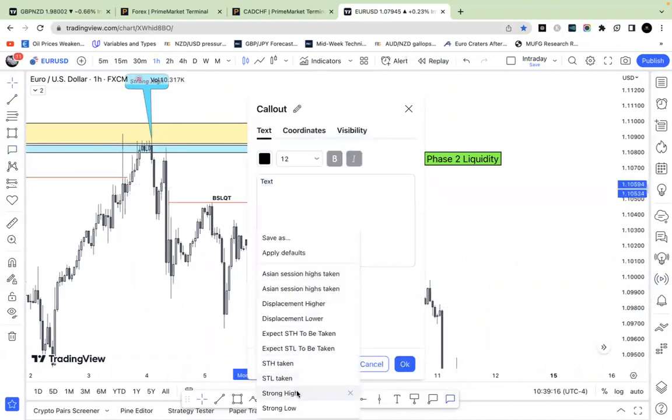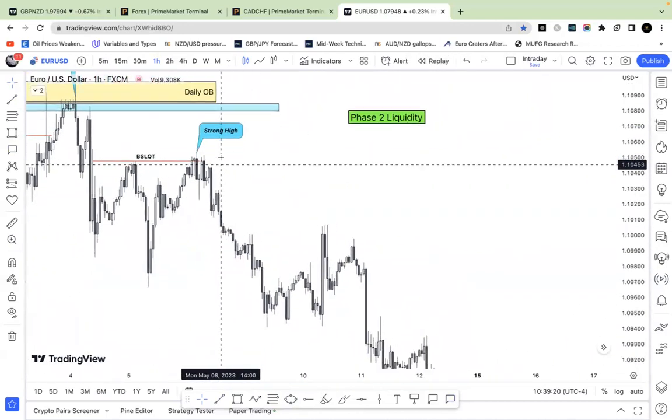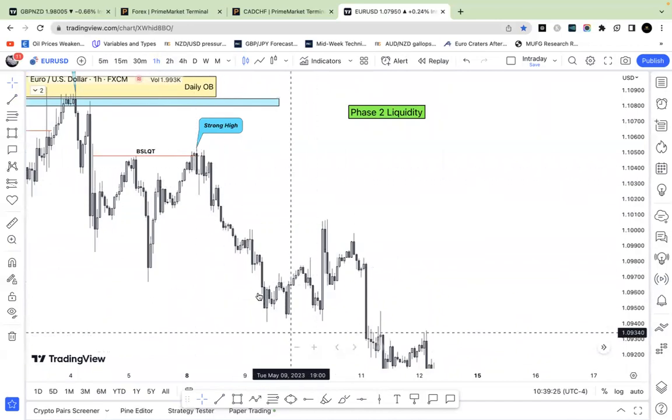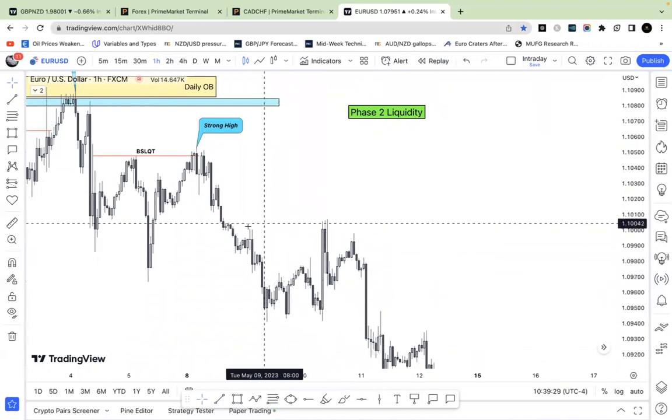You have another strong high. It shouldn't be taken, right? Not anytime soon, at least from an intraday perspective. Price came down, took out this low right here, right? You have a new dealing range officially after the low is taken out. What happened? Price came back up, took out a high, respected this imbalance.